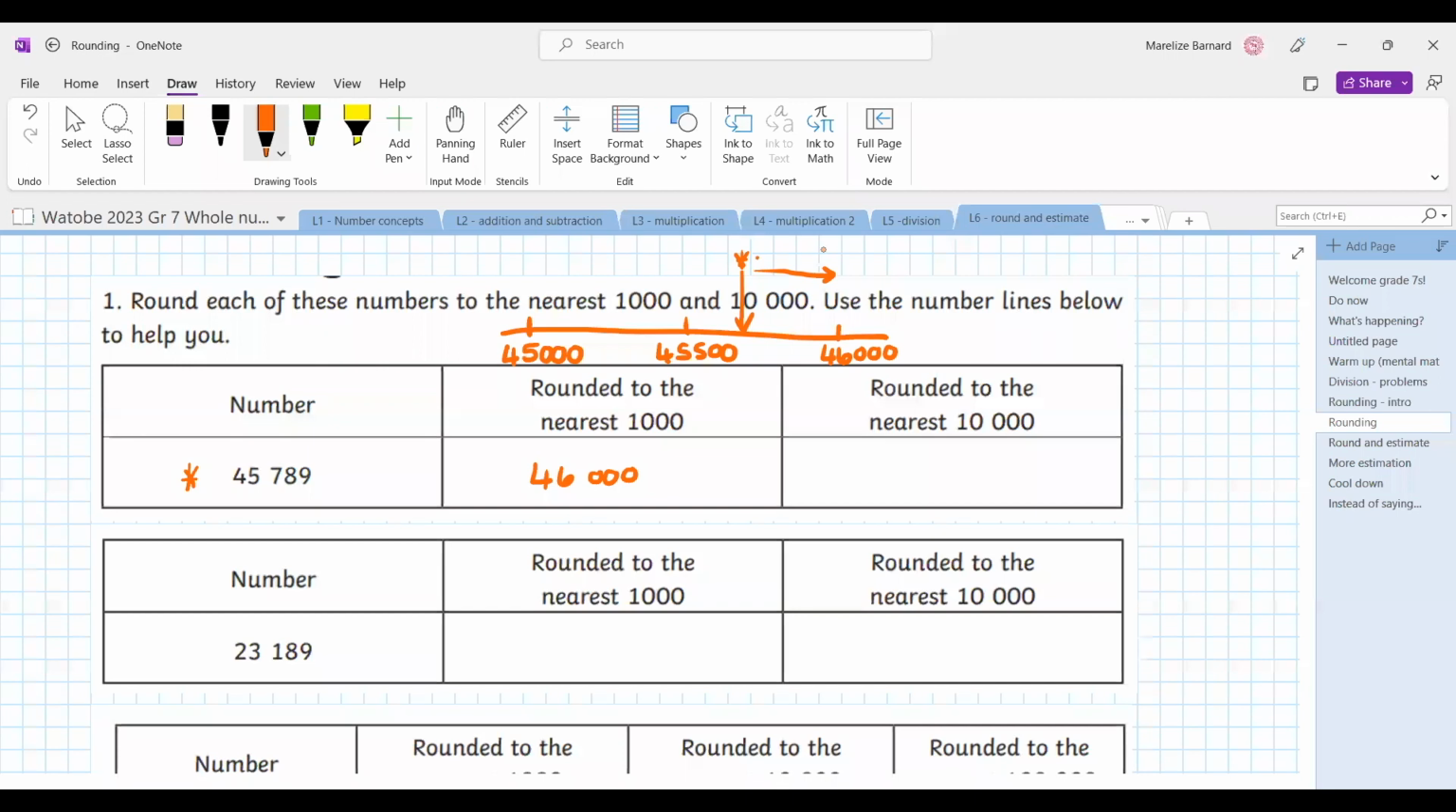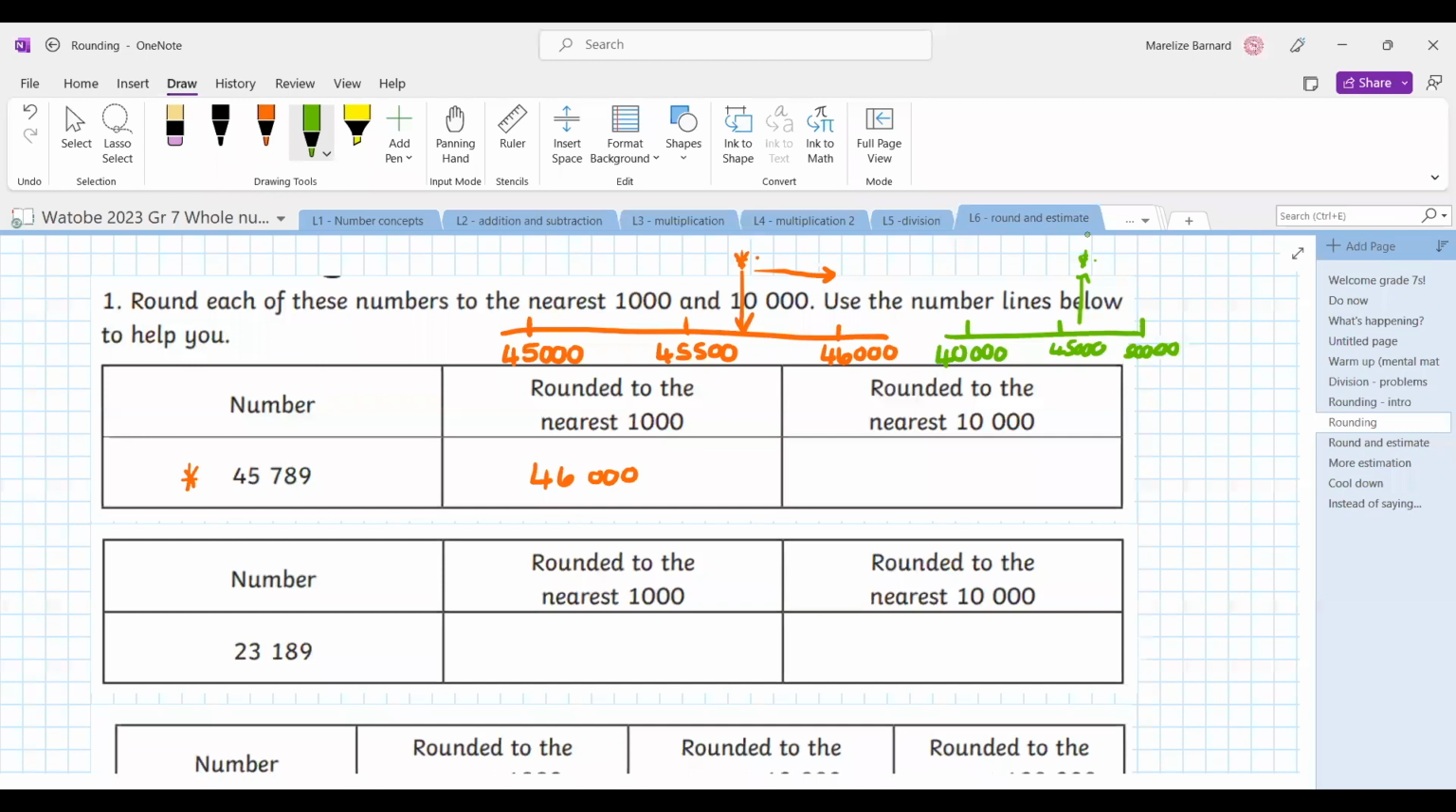Now, the nearest 10,000. Okay, we do that in a different color. And now we have to do multiples of 10,000. So 40,000. Here's going to be 45,000 halfway, and then here's 50,000. Now, where would we put 45,789? Let's put it over here. It's definitely bigger than 45,000. Yeah, it's bigger than that.